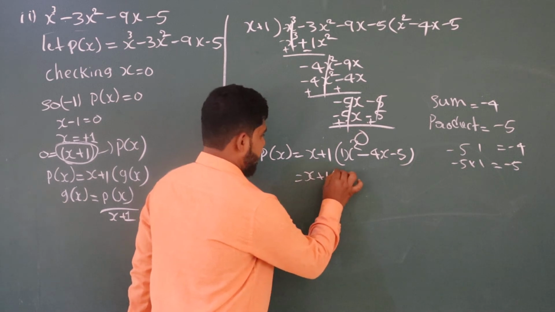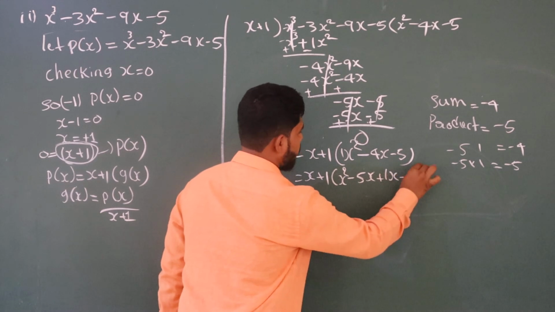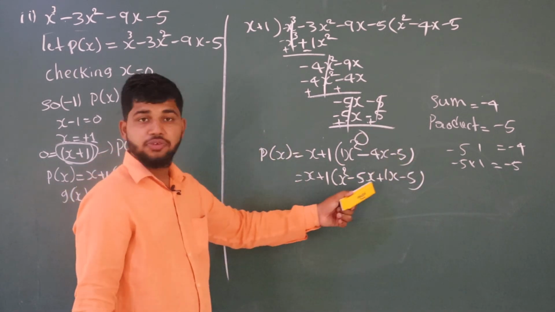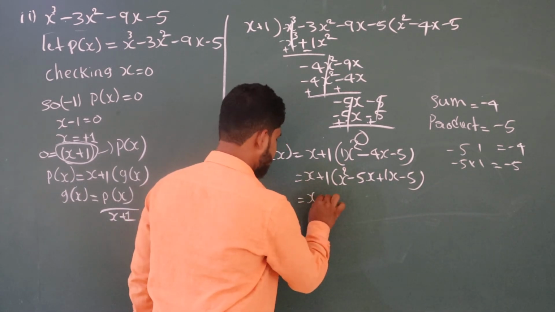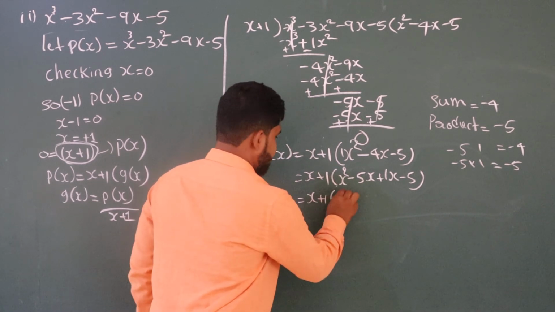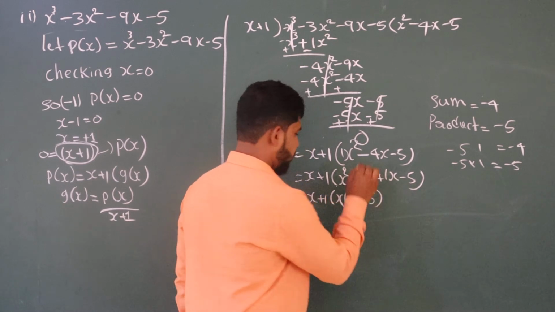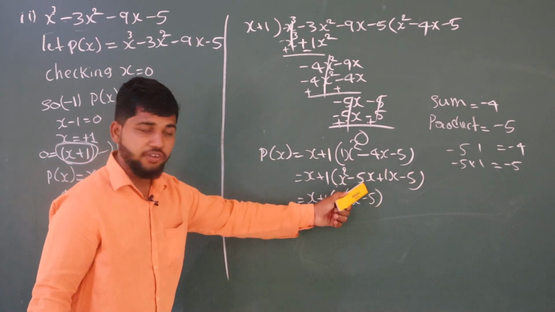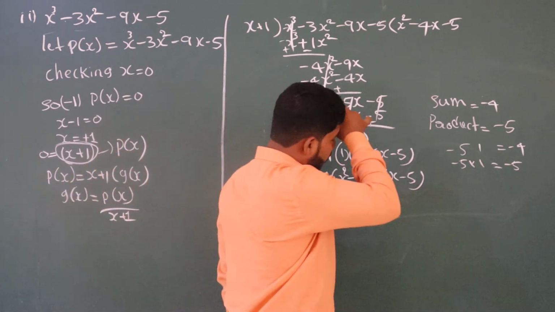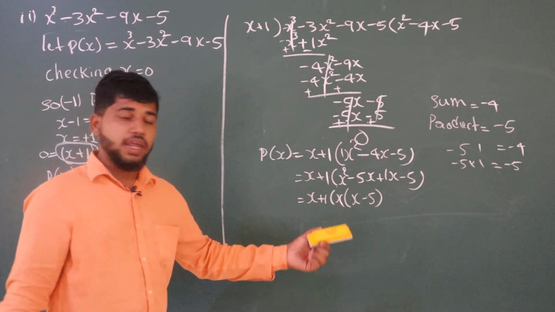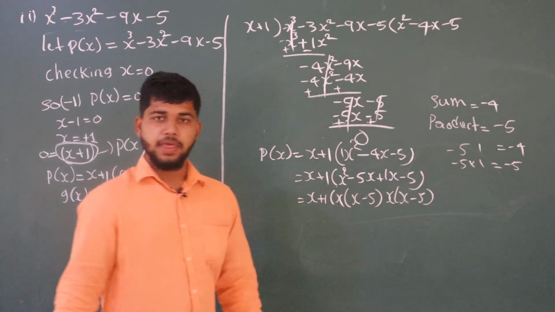Now x square minus 5x plus 1x minus 5. Taking x common from x square minus 5x, we get x into bracket x minus 5. Then from 1x minus 5, taking 1 common, we get 1 into bracket x minus 5.